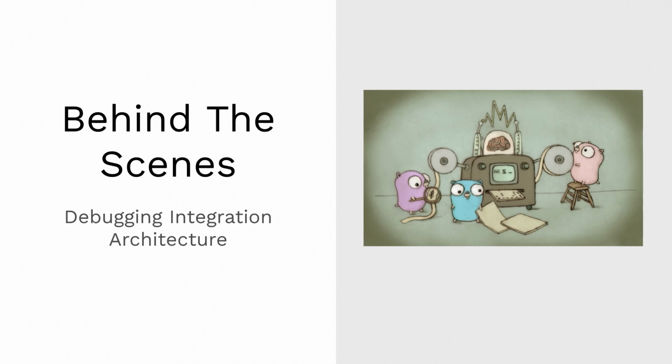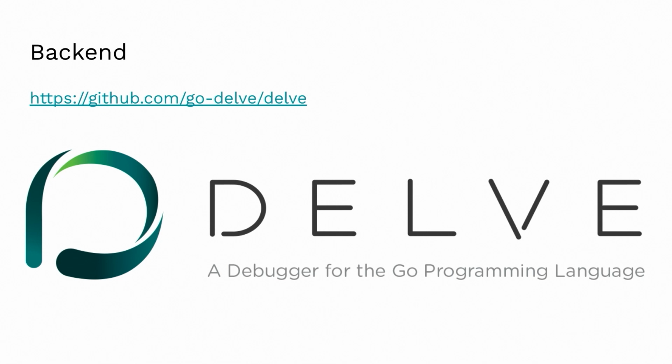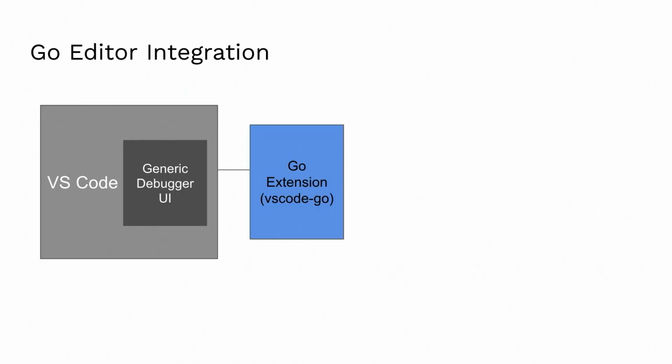I'm going to spend the last 5-ish minutes going through the behind the scenes of the integration of the debugger, which is Delve, with the editor. As I mentioned before, Delve is the program that will allow you to do all of these debugging features. But we're using it from VS Code. So we have a way that it's set up to allow us to communicate with Delve and get those features in our editor.